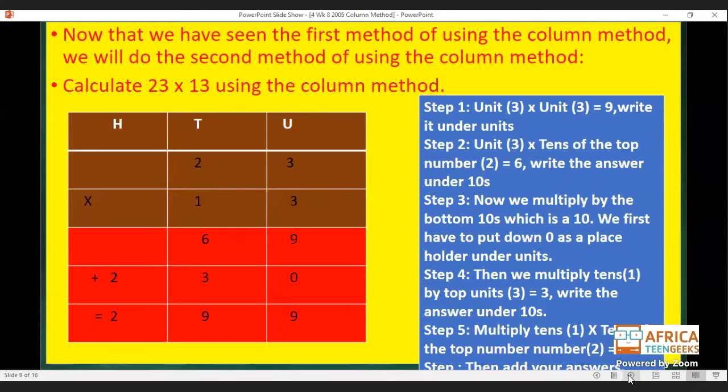All right. Now that you have seen the first method, what I wanted you to see is that a 2 on the tens, for example here, is not a 2, it's actually a 20. I wanted you to see here that this one is not a 1, it's a 10. I wanted you to see that. Now that you have seen it, I'm going to show you the easier way of multiplying using the column method.